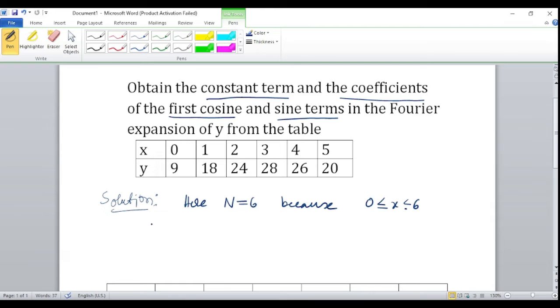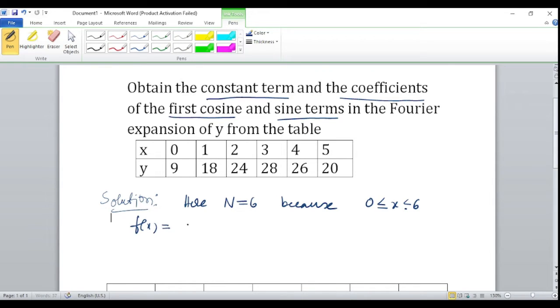Now I am going to write the Fourier series. As you know already, we are discussing practical harmonic analysis. In practical harmonic analysis, what will happen? We are going to find the constant term and the coefficients of the first few cosine terms and sine terms numerically. Now let's start. First I'm going to write the standard form of the Fourier series.